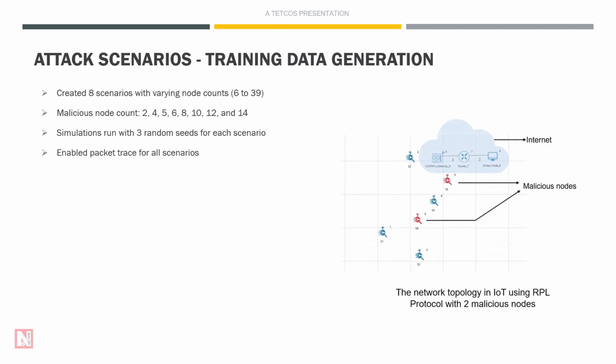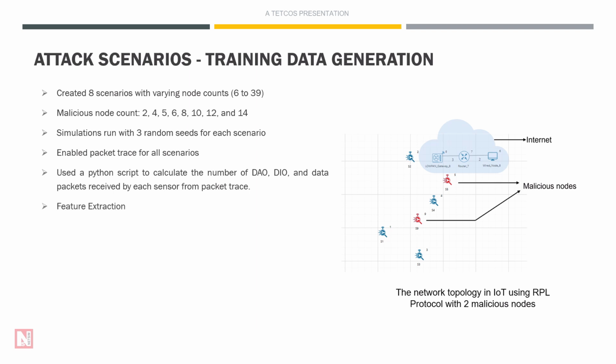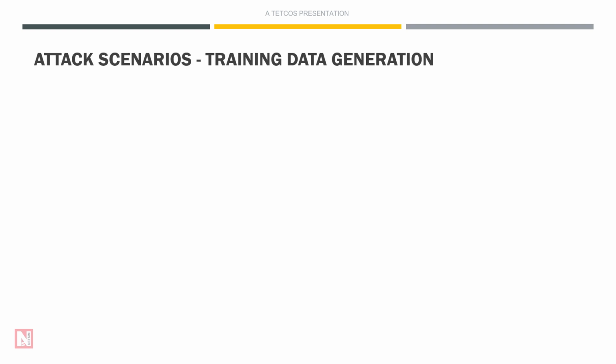This scenario used an IoT topology based on the RPL protocol, with simulated attacks from 2 malicious nodes. A Python script was used to process the packet trace and extract critical communication features from each sensor. These features include DAO messages sent, DAO messages received, DIO messages sent, DIO messages received, and the number of data packets received. This rich feature set helps the model learn the normal and abnormal behavior patterns of nodes under different attack intensities. Once the packet trace was generated, the next step was to process and visualize the data.